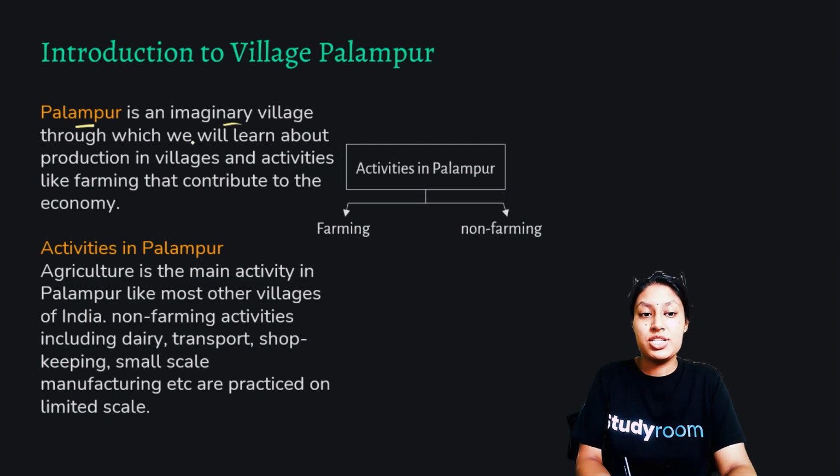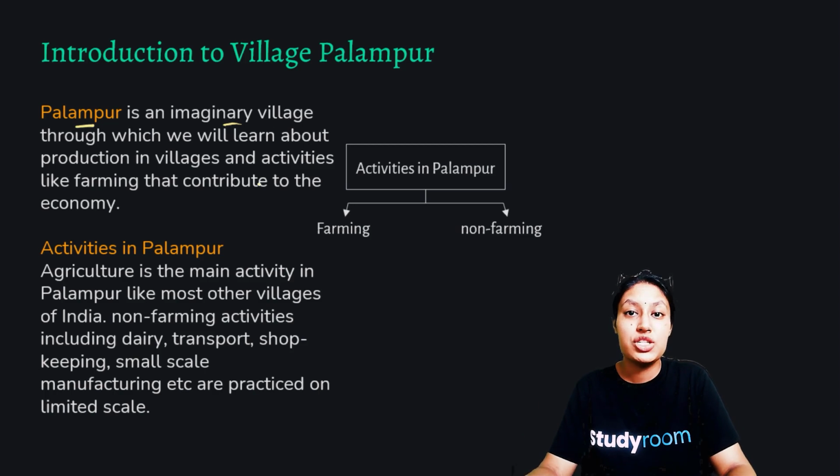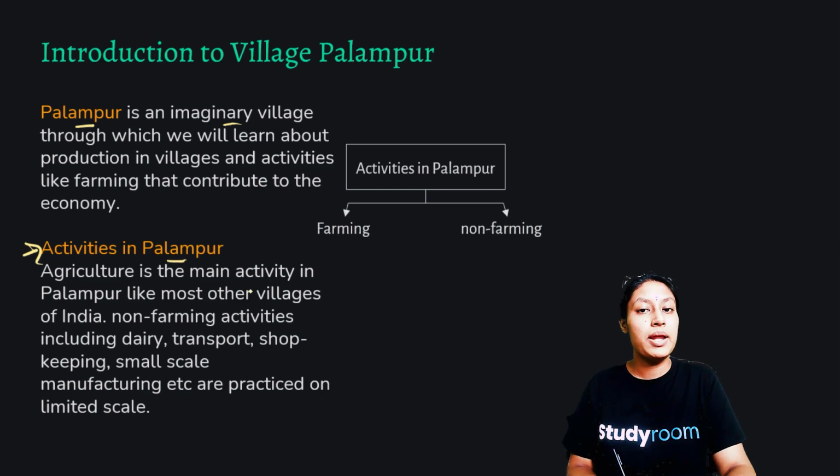Palampur is an imaginary village through which we will learn about production in a village, different activities that are followed in a village, how farming contributes to the economy, and whether farming is the only activity that is being followed in this village or there are other activities too. Let's start. First, we will discuss the activities that are being followed in Palampur.